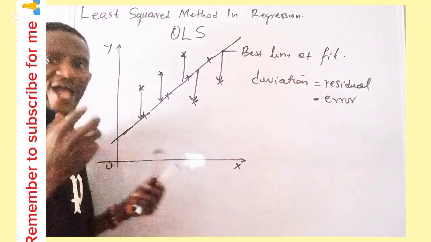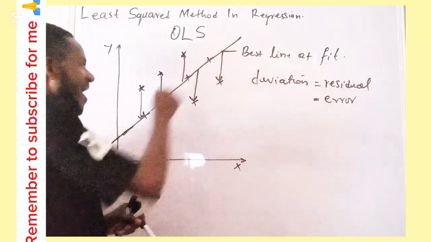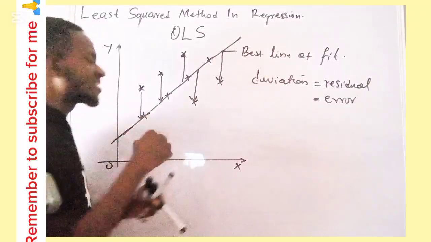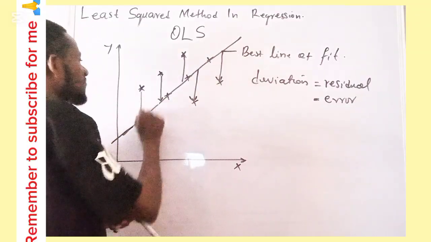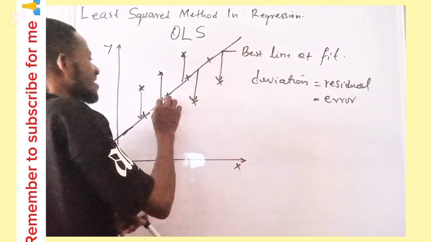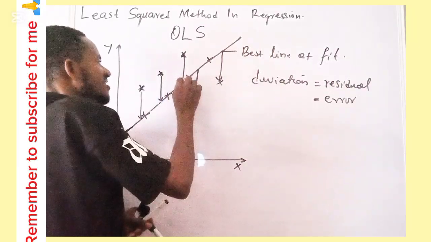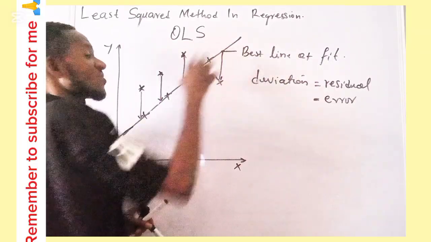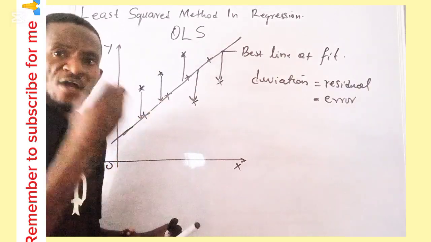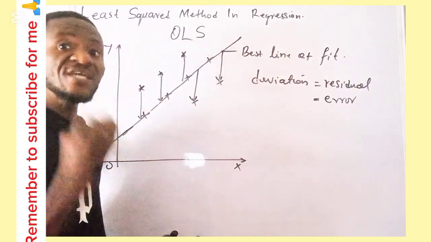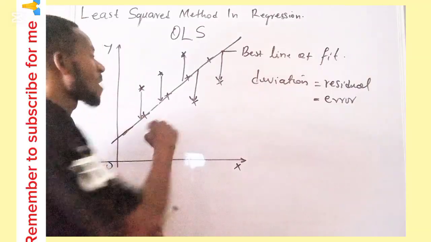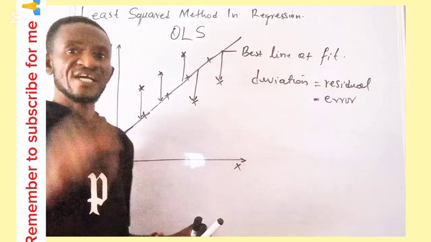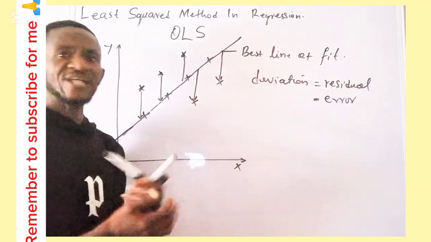Okay? So we are saying that if this line which we have here is the best line of fit, then when we sum the squared deviations, that is the distance from here to here squared, plus the distance from here to here squared, plus the distance from here to here squared, and so on, and we sum it, it is going to give us the least value when we compare it to what we would get with another line that is not fit using the method of least squares. That is what we are saying here.